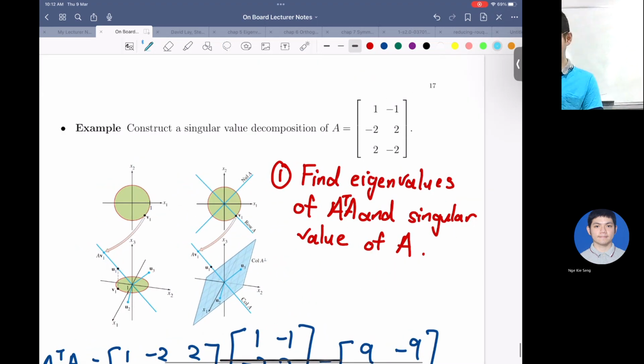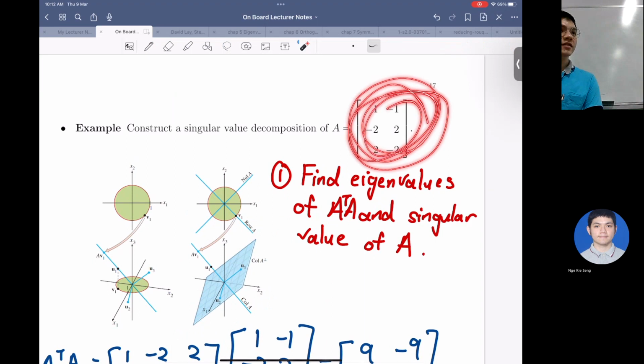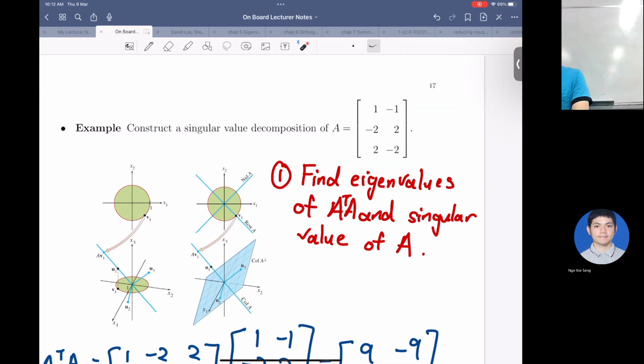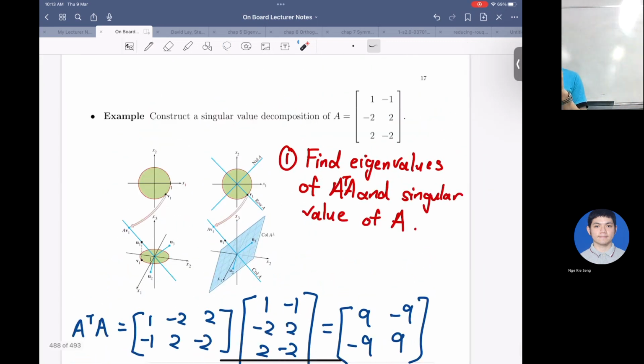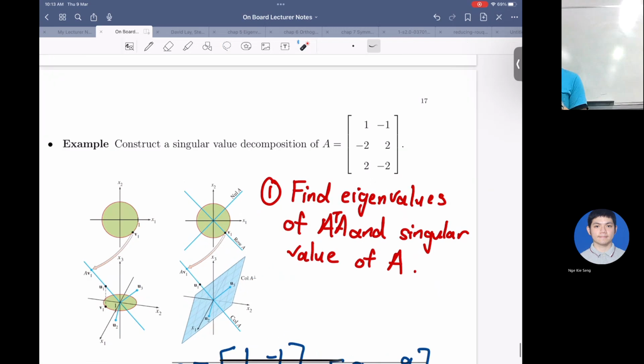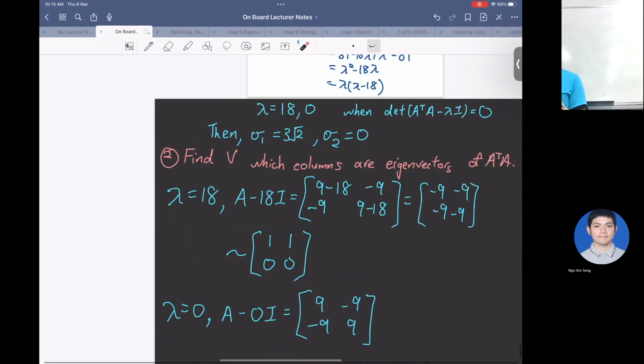Try this matrix. How many days? Six days. Don't give up. After six days, you can be done.